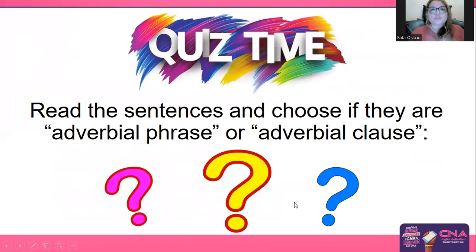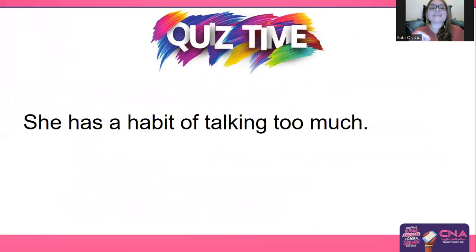Now, to check if you understood, I have a quiz for you. And in this quiz, you're going to read the sentences and choose if they are adverbial phrase or adverbial clause. The first one is, she has a habit of talking too much. So I need to figure out if it's adverbial phrase or adverbial clause.